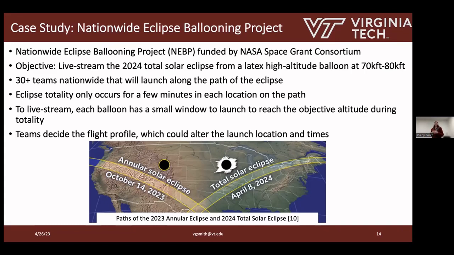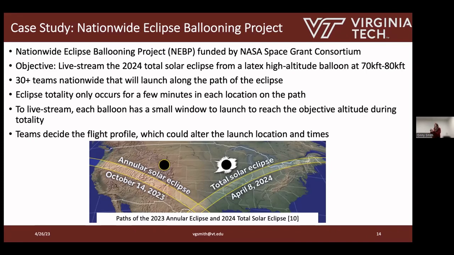And in this case, this eclipse totality only really occurs for a few minutes, maybe max, I think, 3.5 minutes in each location along the path. And that changes depending on where you are. So in order to live stream totality from 70 to 80,000 feet, each balloon has a really small launch window to actually reach that objective altitude and also location under the path during totality. And so this application is very unique for the in-flight objective.